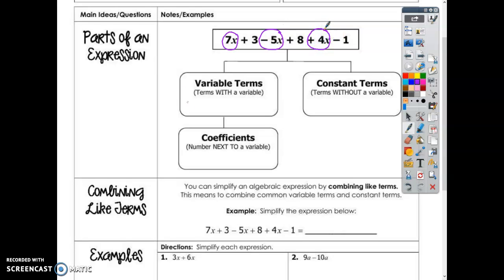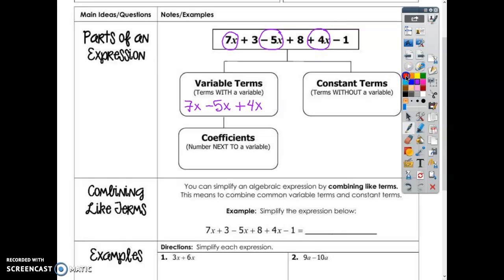So when I write them here, I'm going to say it's 7x minus 5x and plus 4x. The sign in front of it goes with that number. That minus doesn't go with the 3, the minus goes with the 5. So you always circle or box the sign that's in front. Ese signo va con ese número.